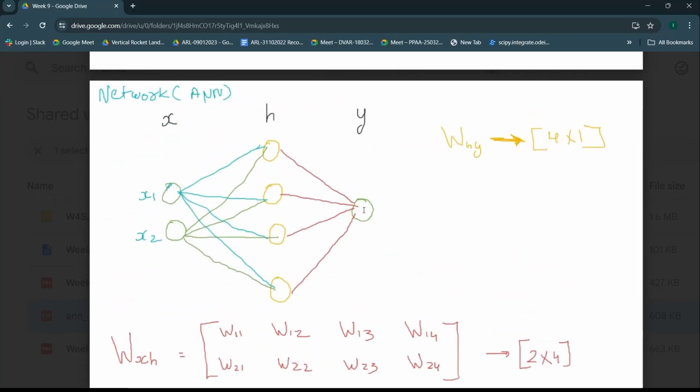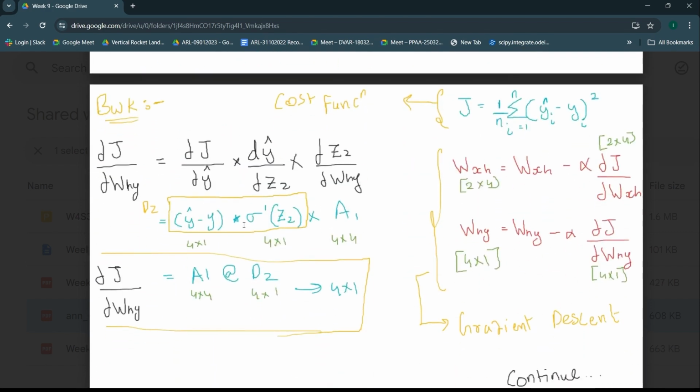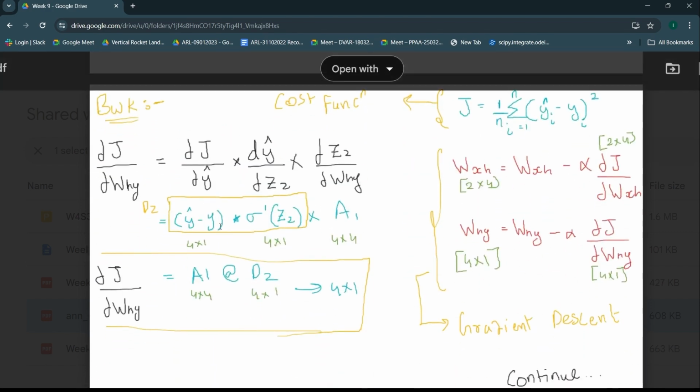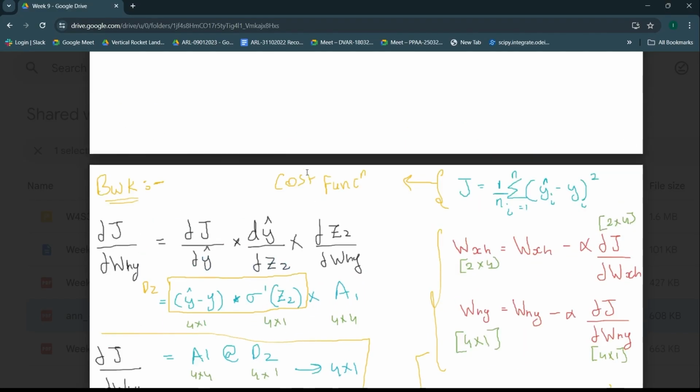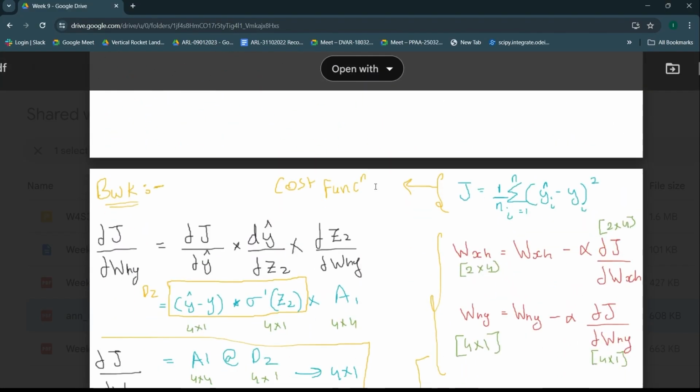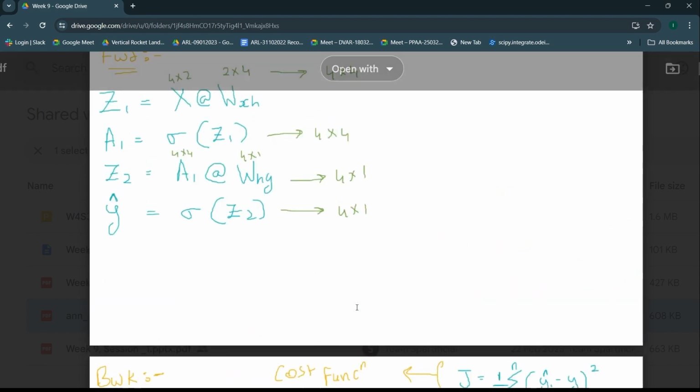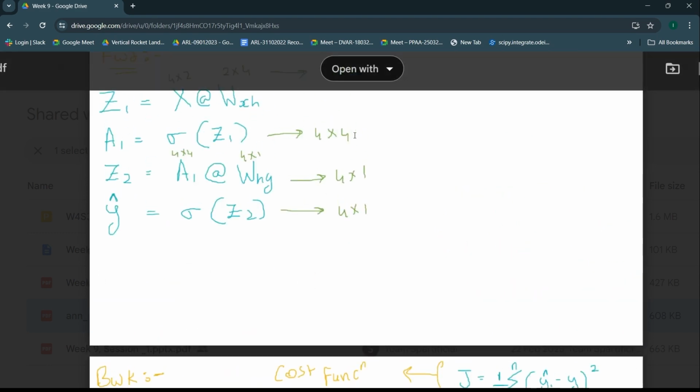So even the prediction will be 4 cross 1. So both of them are 4 cross 1. And if I take the subtraction of that, that subtraction will also be 4 cross 1. And if I talk about the sigmoid's derivative of z2, that's going to be 4 cross 1 as well. And then the a1 is 4 cross 4.